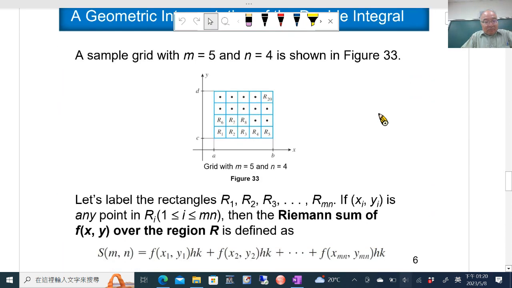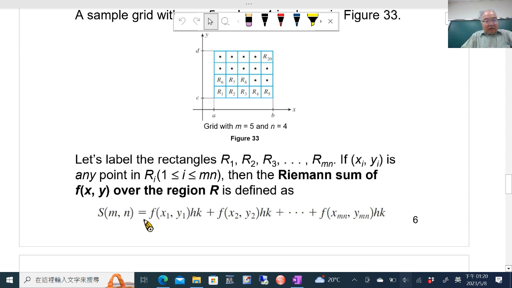The height multiplied by the width and length of our subrectangles becomes the volume of this small part, and adding up all together will be our Riemann sum. And here we have two different dimensions, and we may not necessarily cut into the same number of subintervals. So we use m as the number of subintervals in the first dimension, and use n as the number of subintervals in the second dimension.